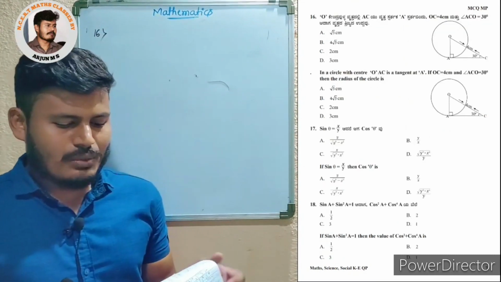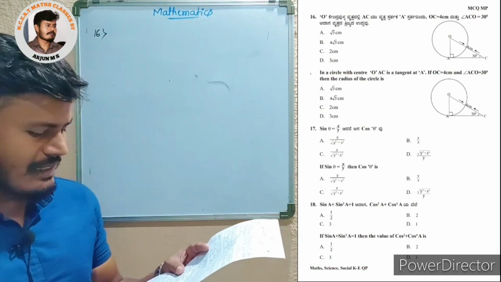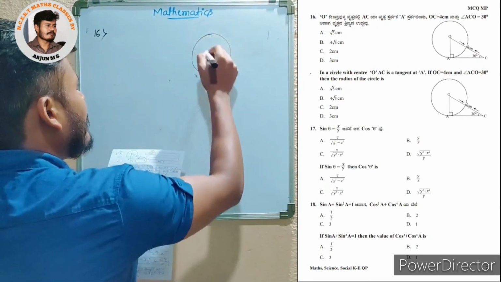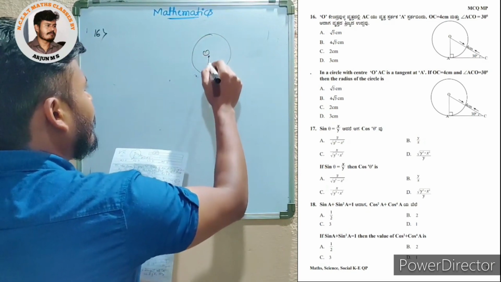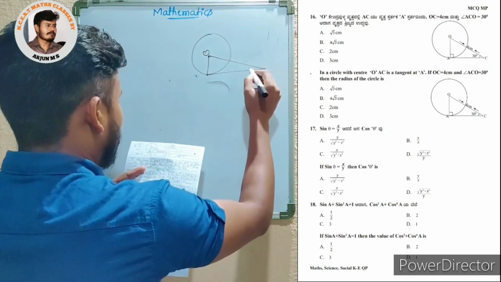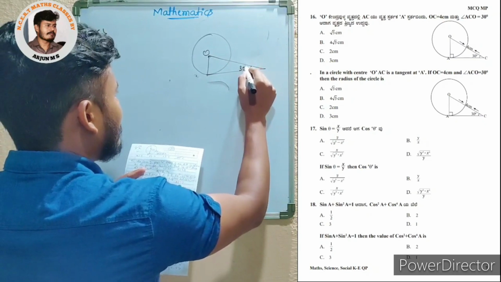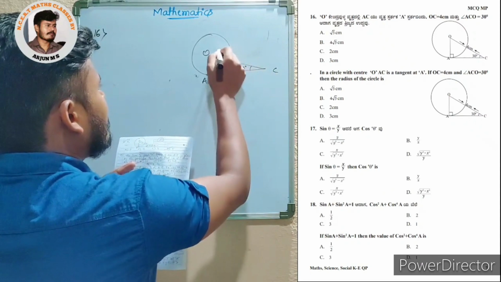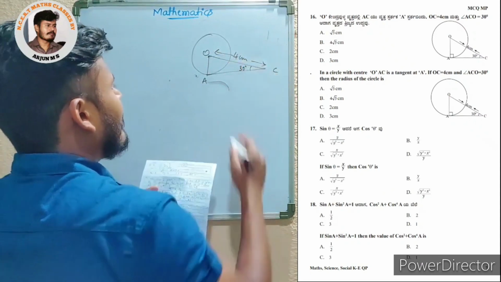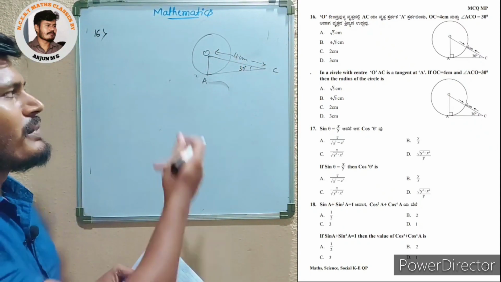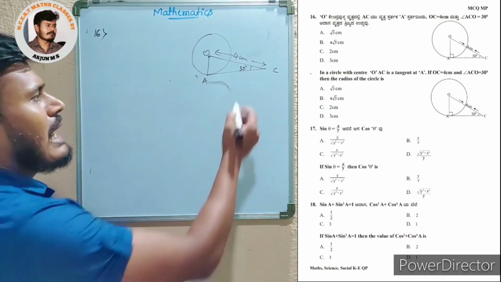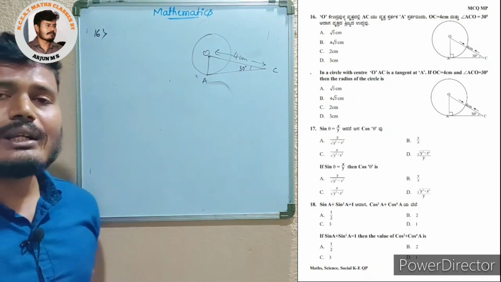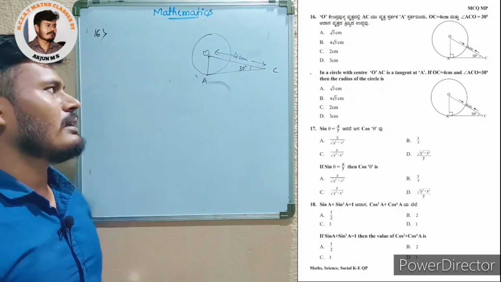In a circle with center O, AC is a tangent at A. If OC, you just write down the diagram here. O is the center of the circle, and they have given the tangent, that is point C, right? OC is 4 centimeter. They have given the hypotenuse length, that is 4 centimeter, and they have given angle C, that is equal to 30 degree.